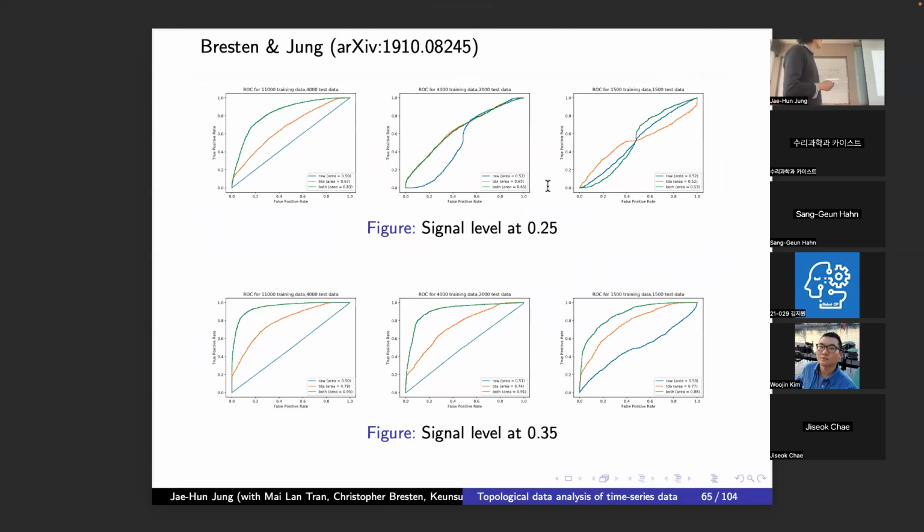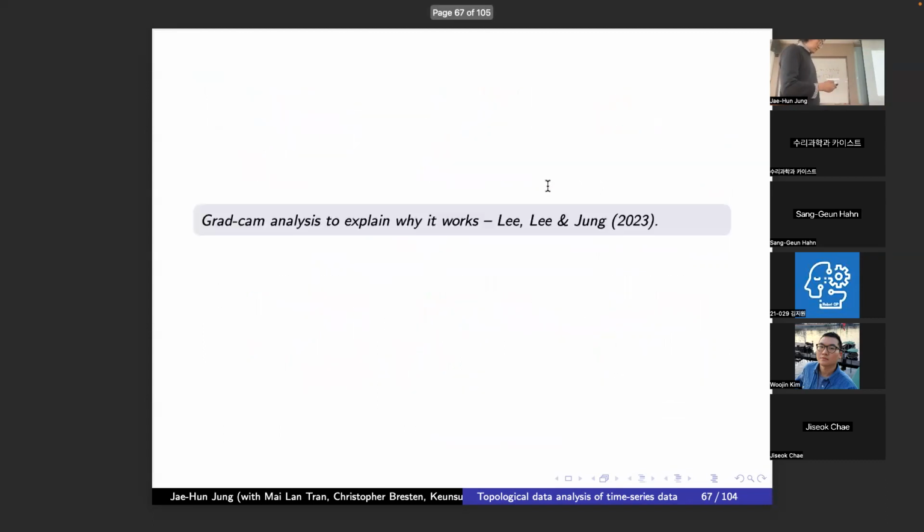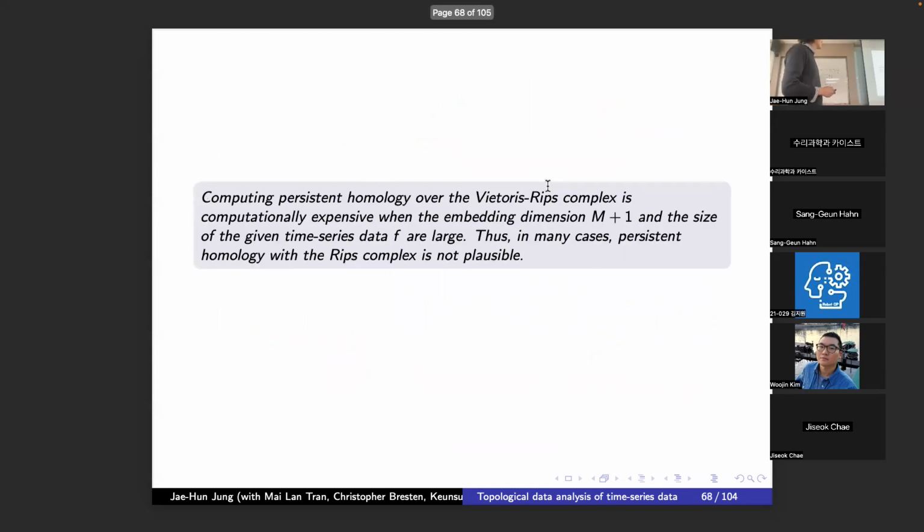This is a CNN result, and this is our TDA. So this is really better. However, this is the problem actually. We explained why this works recently, but computing persistent homology over the Vietoris-Rips complex is computationally really expensive. When the embedding dimension m+1 and the size of the given time series data f is really large, then it's not possible. So in many cases, persistent homology with the Rips complex is not plausible.